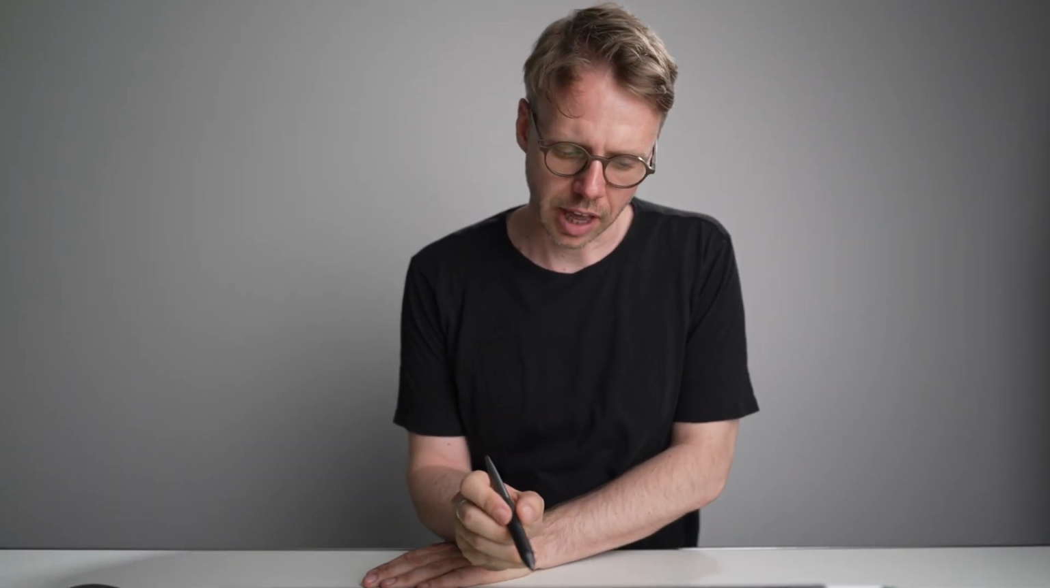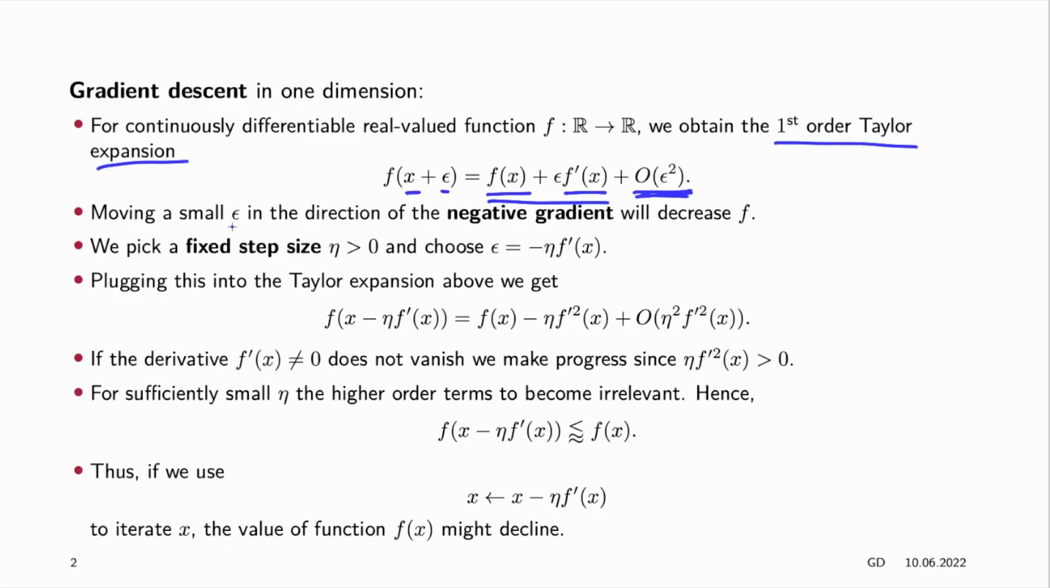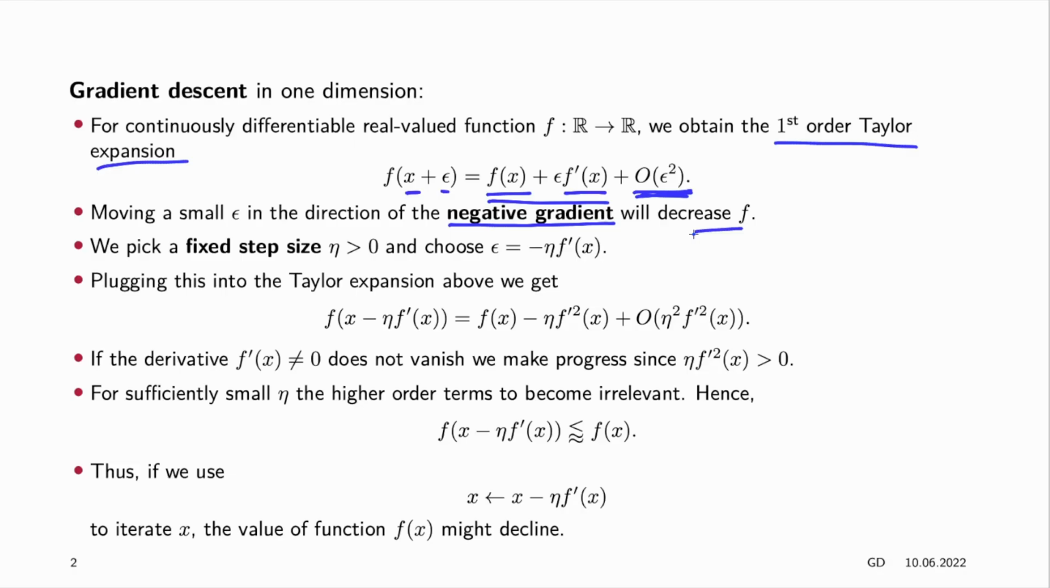And if we have this approximation, then you see that if we move a small epsilon in the direction of the negative gradient, that is a way to reduce the value of f slightly. So we're taking the direction of the negative gradient, so we're taking minus f prime of x, and a small bit in that direction, so we are multiplying that by a small so-called step size, eta. It's larger than zero, but it's typically a small number.